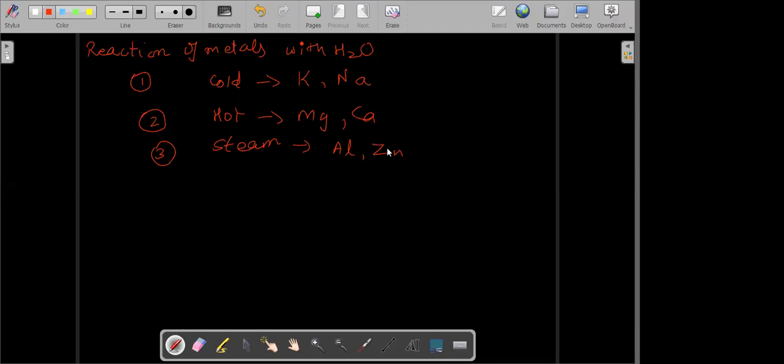Okay. Potassium, sodium. What about magnesium and calcium? Sir, they form oxides. No, no, wait. Oxide and hydroxide, no, sir. They form both oxide and hydroxide. Okay. And what happens to the hydrogen that is produced during the reaction? Sir, it gets released, no, sir.